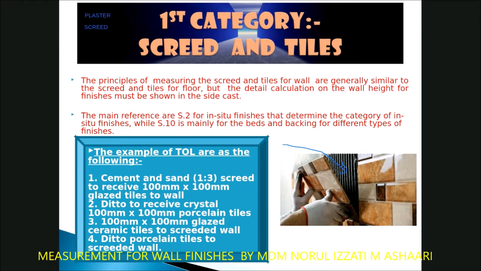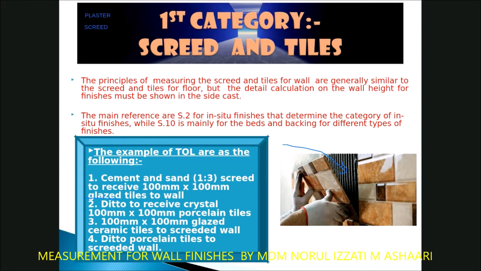Number 1, cement and sand screed to receive 100 by 100 mm glaze tile. It is normal that the wall finish is using glaze tile. Normally, the tiles will be cheaper because you don't have to achieve a certain height, because that is not homogeneous. Okay, it is normally used for decoration purposes. So glaze tile is one of the famous categories of the wall tiles.